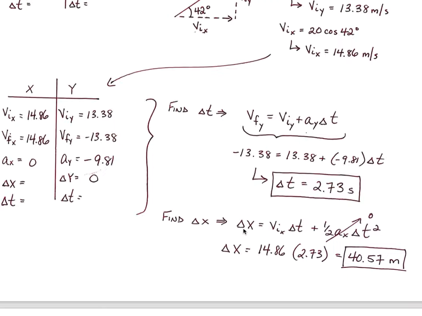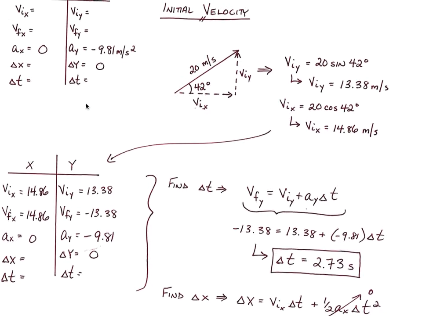So finding delta x, well, I can use this equation, and I know that the x acceleration is 0, so that whole second term will cancel. So what I'm left with is delta x equals my initial velocity, which is 14.86, times my time, which we found was 2.73, and you can find fairly easily that that object will have traveled 40.57 meters. So far, not drastically different. You just have to use right triangle geometry to find your starting conditions.